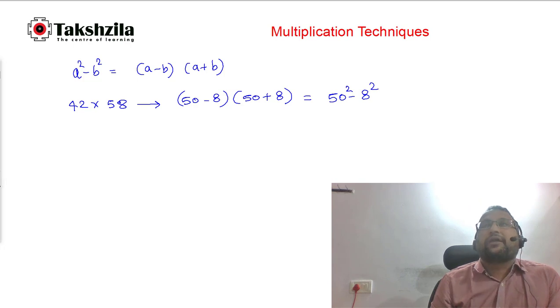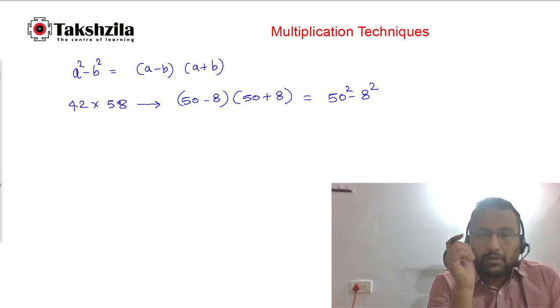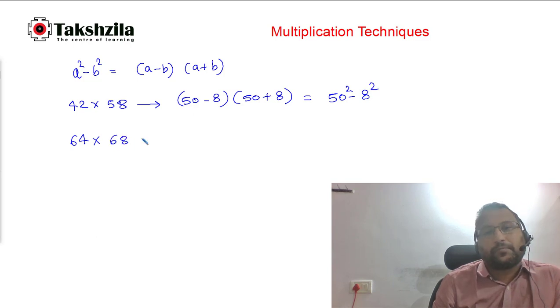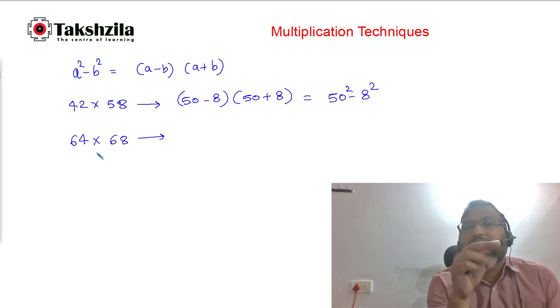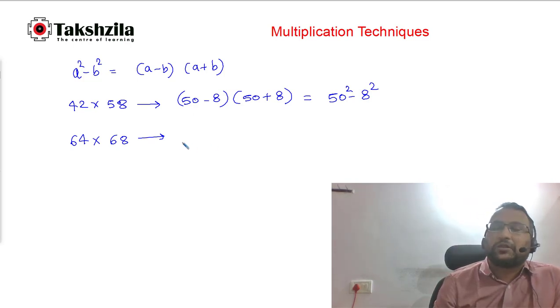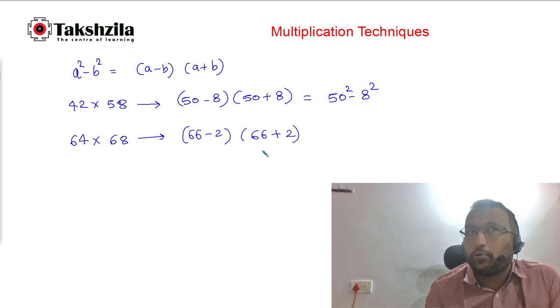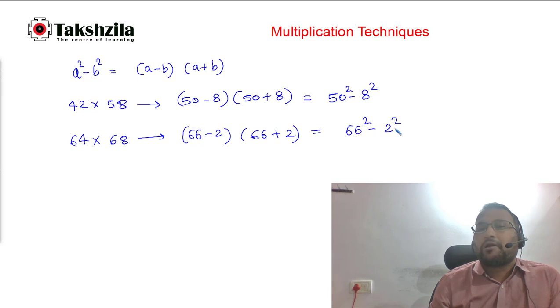This method is applicable whenever the difference between the numbers that you are multiplying is even. For example, if I want to multiply 64 into 68, the difference is 4. To find the middle number, break that 4 into 2 and 2. 64 plus 2 is 66. So you need to do this in your mind. This is nothing but 66 minus 2 and this is nothing but 66 plus 2. This is what you are supposed to do in your mind, not on a notebook. And your answer becomes 66 square minus 2 square. Now how to find 66 square, that we'll do in the second part.